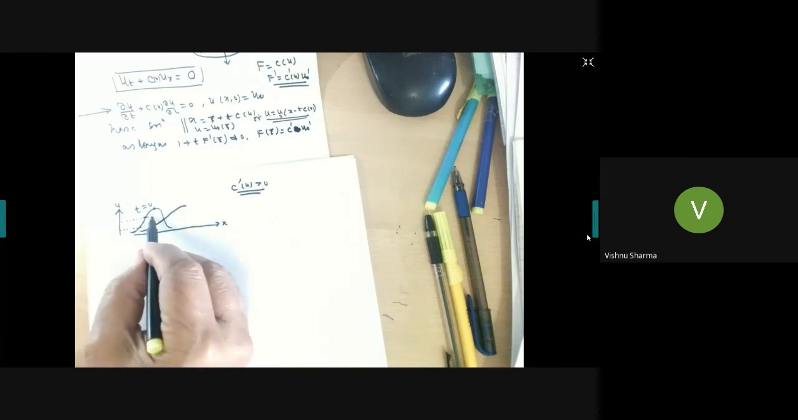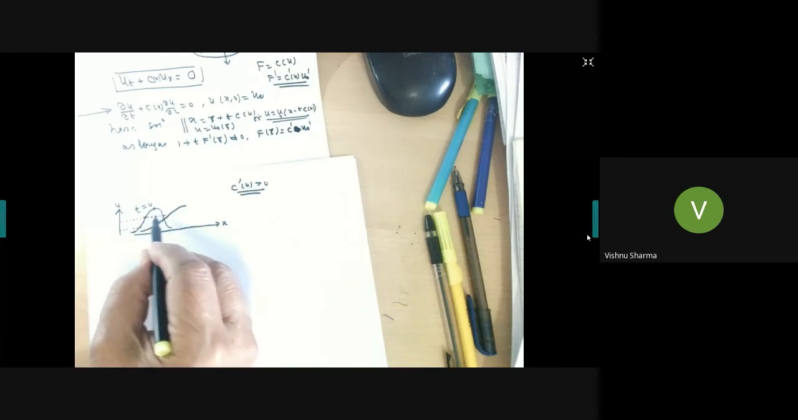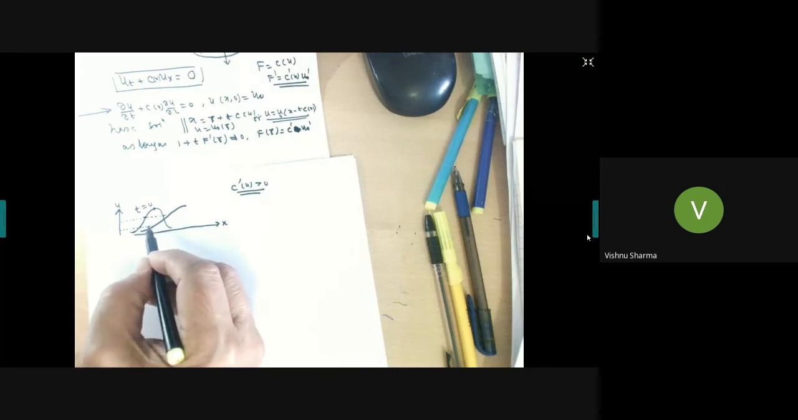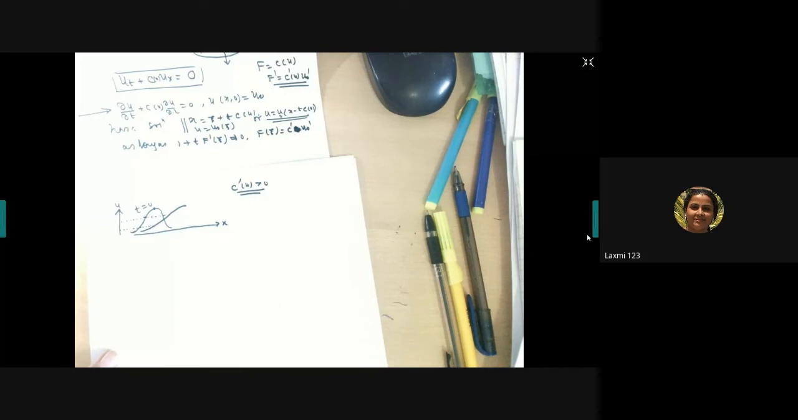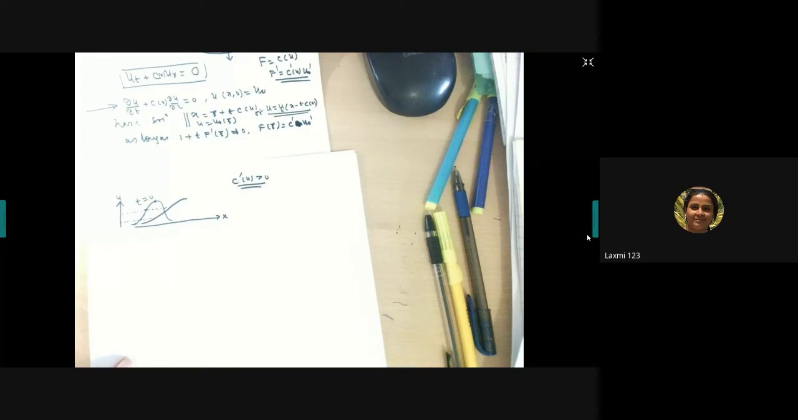This point is propagating faster, so it will cover a larger distance, right? Now we understand. The higher the value of u, when it starts increasing, it propagates with a higher speed compared to the lower one. So the curve becomes flattened.